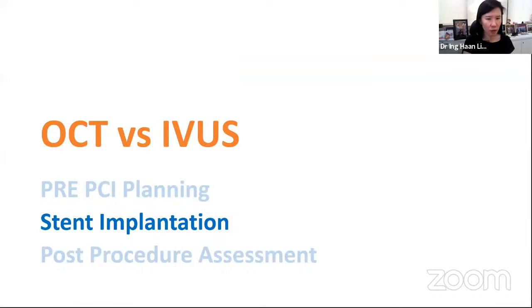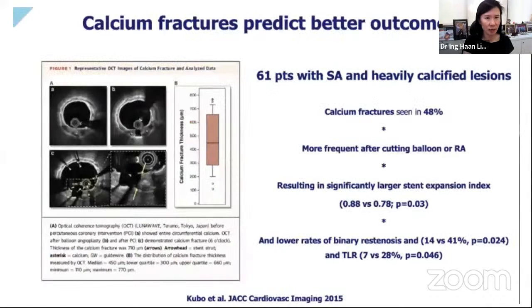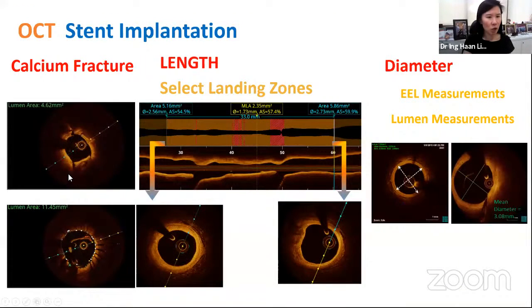In terms of the differences during the process of stent implantation, first we look at the data. Calcium fracture achievable after using plaque modification techniques results in a larger stent expansion and lower rates of stenosis and TLR. Because of that, we look for calcium fractures when we modify calcified lesions. It is clearly seen using OCT. You can see multiple calcium fractures over here in this calcified vessel.